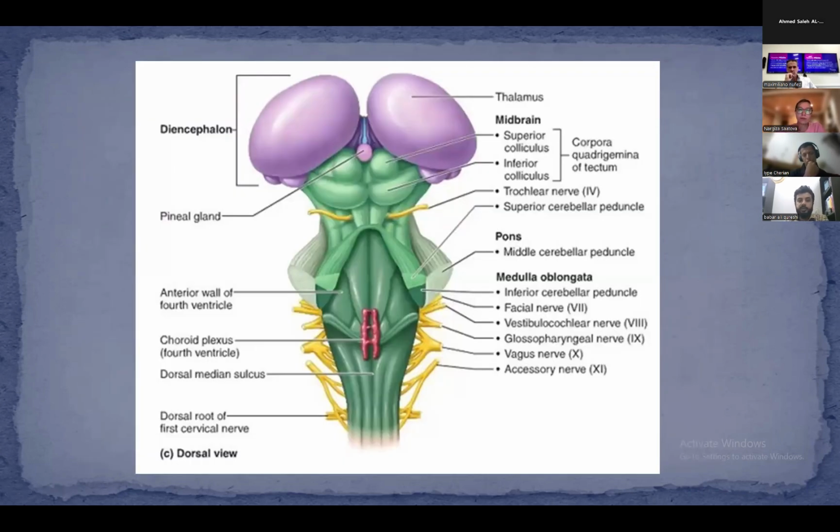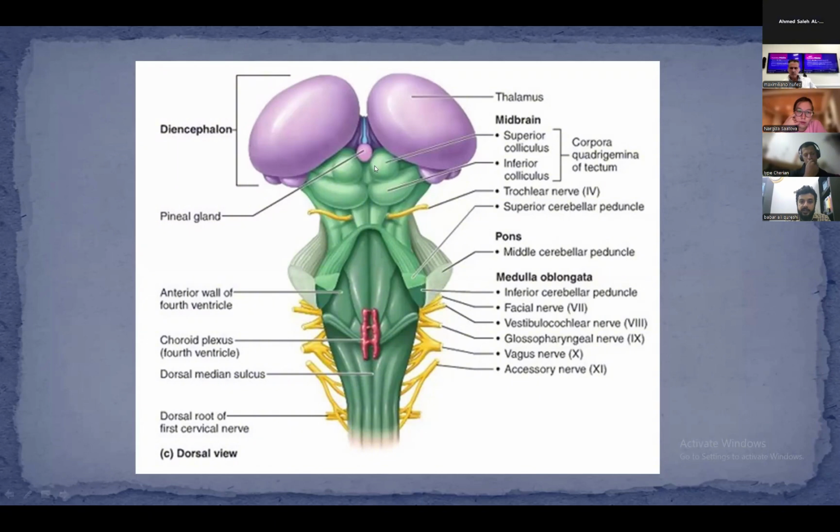Let's now go to the posterior or the dorsal surface of the midbrain. Again, let's start from the bottom. This is the cut section in which we have cut the fourth ventricle. The pons and medulla oblongata have been cut, and just above it, we'll see four swellings in the brain. These four swellings are the superior colliculi and the inferior colliculi.